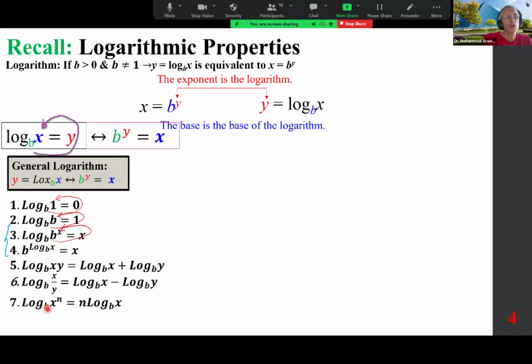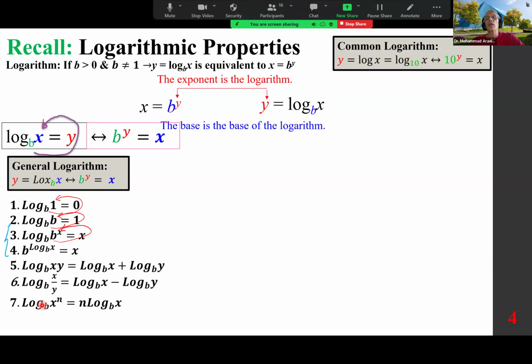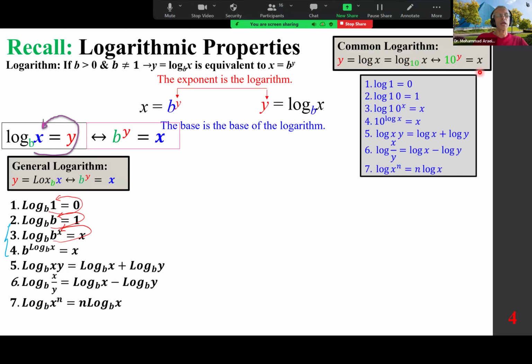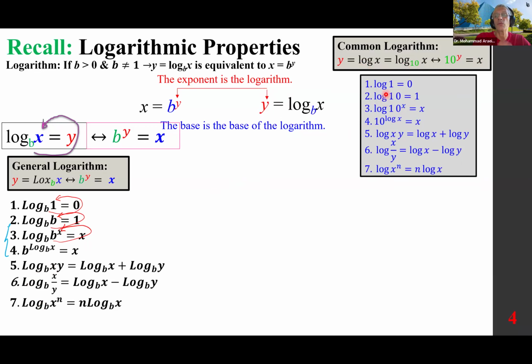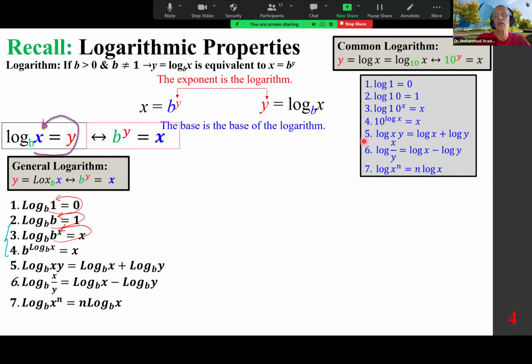And finally, log of x to the power of n, base b, is n log x base b, known as the power rule. In the case of a common log, when we use log and no base, that means the base is 10. Therefore, 10 to the power of y equals x. And the transition from the general case to a specific case, in this case the common log, should be very easy to understand. For example, first of all, we drop the base 10, 5, 6, 7 becomes a piece of cake, or number 1 for that matter.